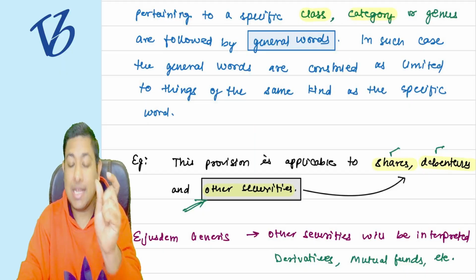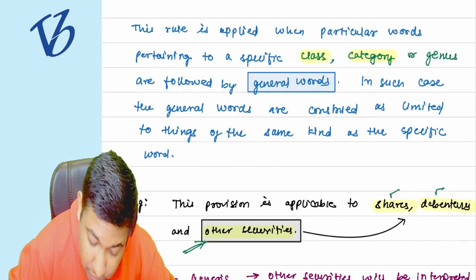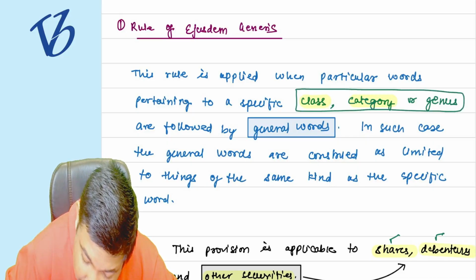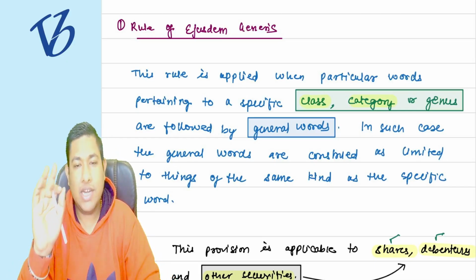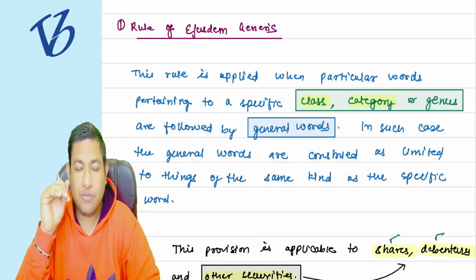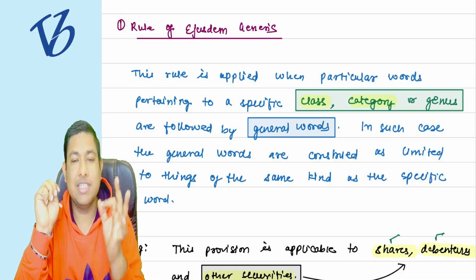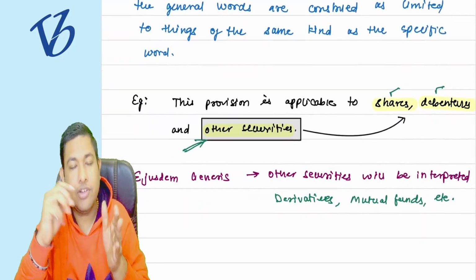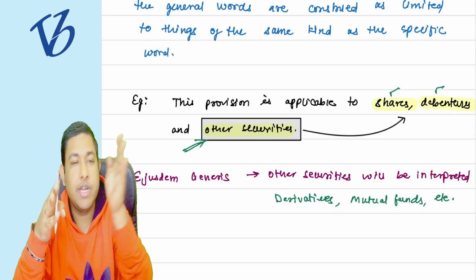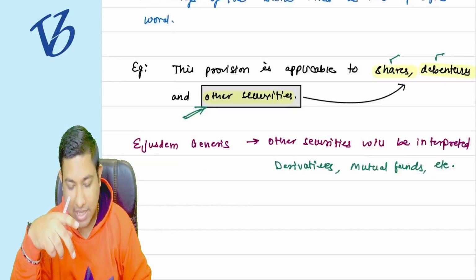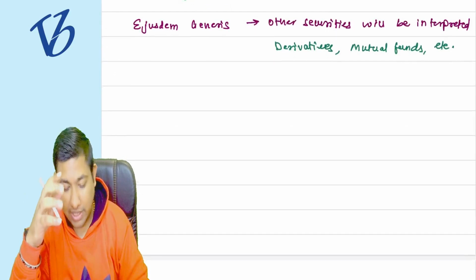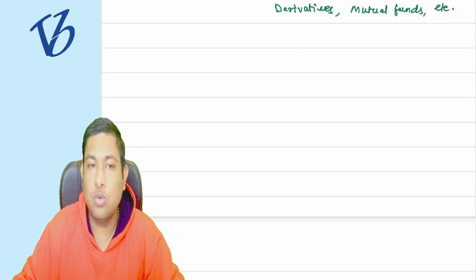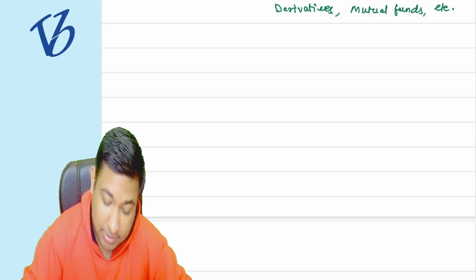It is a particular class. This rule applies to a class, category, or genus. Understood or not? First you have to understand that the rule of ejusdem generis will apply to a class, category, or genus, and if it is followed by a general word, then the general word will be interpreted based on the words given before it. Okay, now coming to the next part, which is the rule of noscitur a sociis.